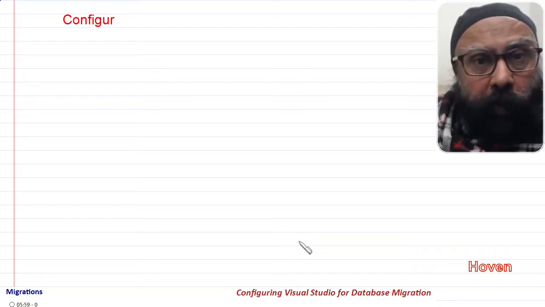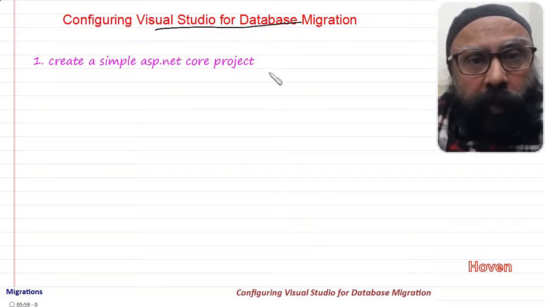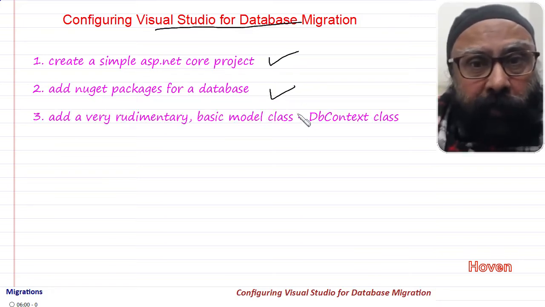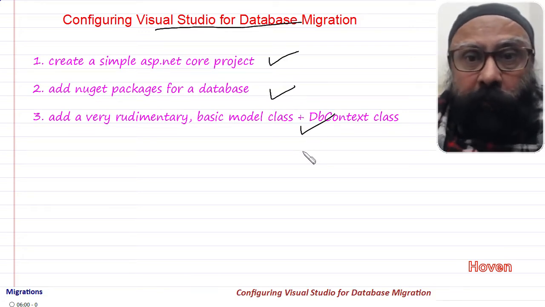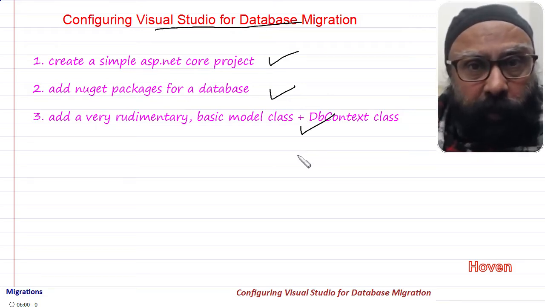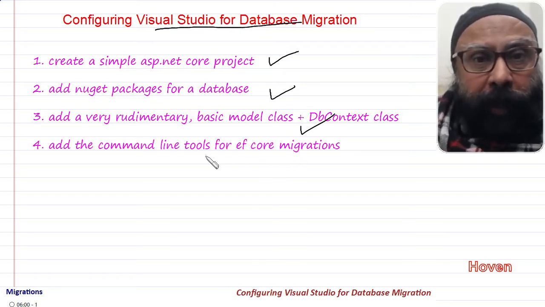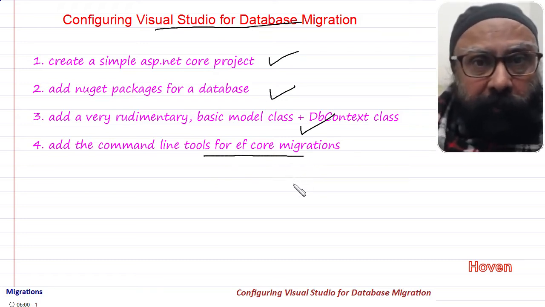Configuring Visual Studio for database migration. We shall start by creating a simple ASP.NET Core project. Then we shall add NuGet packages for a database such as Microsoft SQL Server. After that, we shall add a very rudimentary, very basic model class and a DB context class also for specifying the connection string to the built-in SQL Server Express of Visual Studio. And finally, we shall use the package manager console to add the command line tools for EF Core migrations, which is the basic objective of this tutorial.